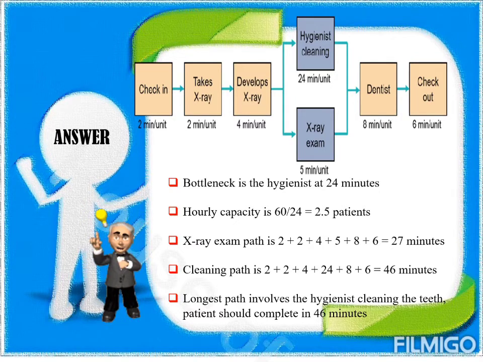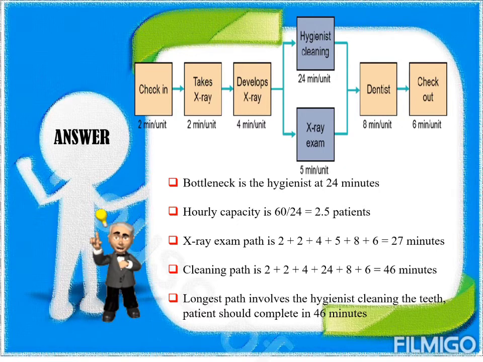The first process will be check in, takes X-ray, develops X-ray, hygienist cleaning, dentist, and check out. The second path will be check in, takes X-ray, develops X-ray, X-ray exam, dentist, and check out. I explain again why there are these two possible paths: because hygienist cleaning and X-ray are happening simultaneously. That means we are able to compare. There are two processes we can identify from the diagram, which is path A and path B, as I mentioned just now.